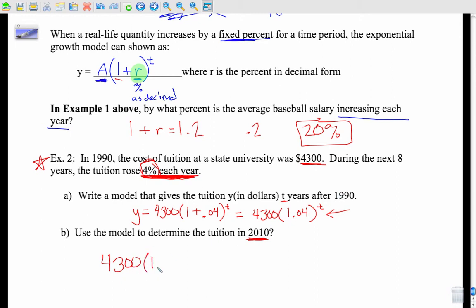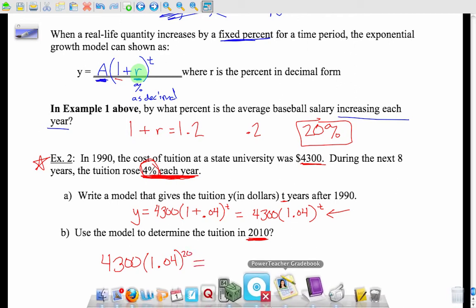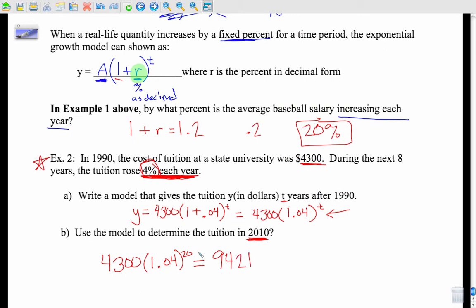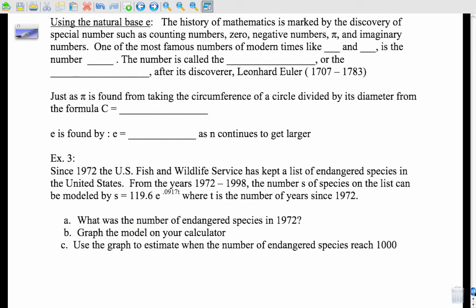So what I'm going to do there, in 2010, that would be 20 years after 1990. So I'm going to go 4,300, 1.04, that's 20 years. I'm going to go back to my calculator here, making sure that I plug in 1.04 to the 20th first, then push enter, then times 4,300. And at the current rate of increase, you can expect to pay about $9,421 in tuition 20 years later. That is using exponential growth.